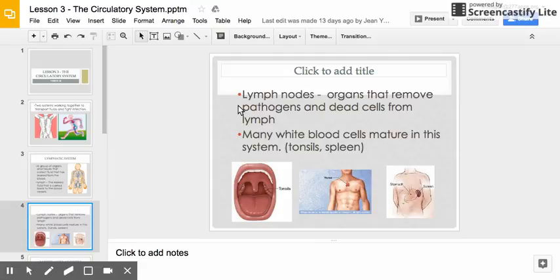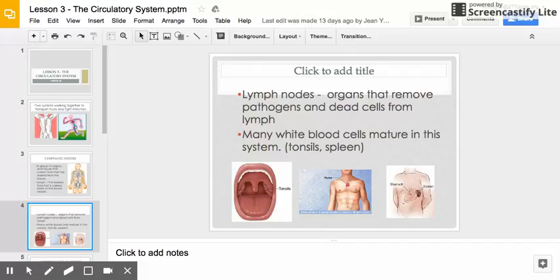You have things in your body called lymph nodes. Those are small organs that are found throughout your lymphatic system. They remove pathogens and dead cells from the lymph. So that fluid that leaks out of your blood contains dead cells, both blood cells and other cells. It also contains pathogens, viruses and bacteria that might attack your body and make it sick.